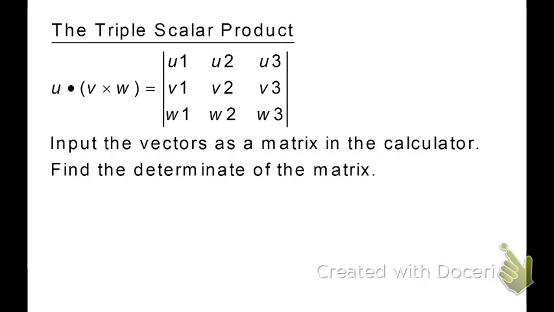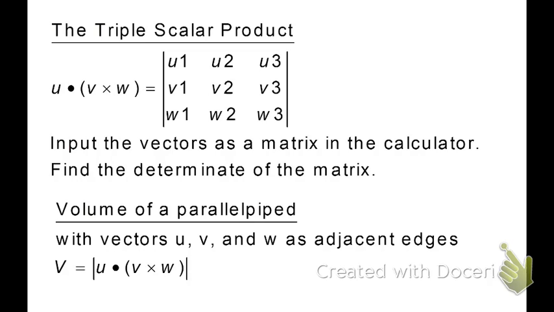Okay, the triple scalar product, like I said earlier, we're going to put three different vectors in a matrix in our calculator, and then we will find the determinant of the matrix. And then the last thing, volume of a parallelepiped. A parallelepiped is a three-dimensional parallelogram. So if I wanted to find the volume of that, I'll actually find the triple scalar product using my calculator as well.